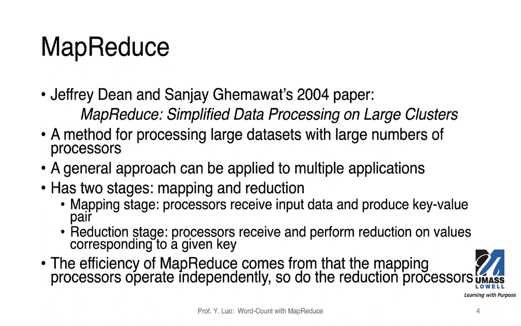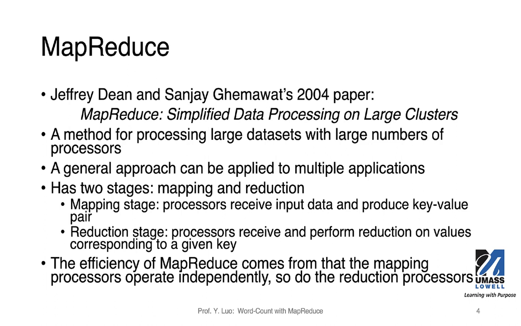MapReduce is such a scatter and gather strategy. MapReduce was proposed by Dean and Ghemawat in their 2004 paper. This paper talks about a method for processing large data sets with a large number of processors. The employer of these authors, Google, has been using a large number of computing clusters to perform searches and other highly parallel processing on large data sets. This is a general approach that can be applied to multiple applications.